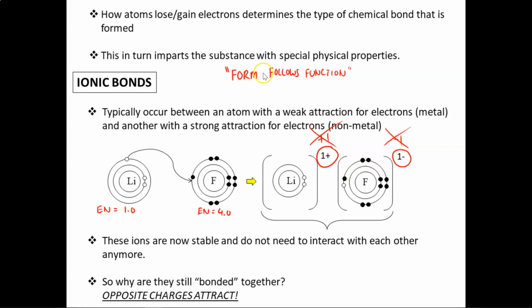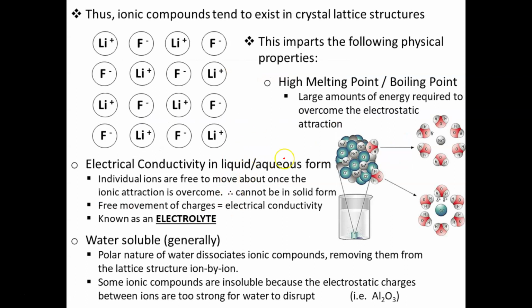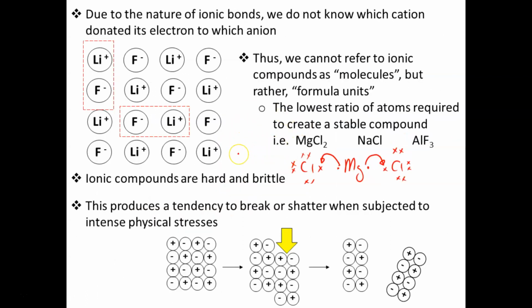So, as you can see, form follows function. By transferring electrons from one atom to another, we form ions. These ions are then electrostatically attracted to each other, creating an ionic bond. And compounds formed from these ionic bonds have very unique physical properties.